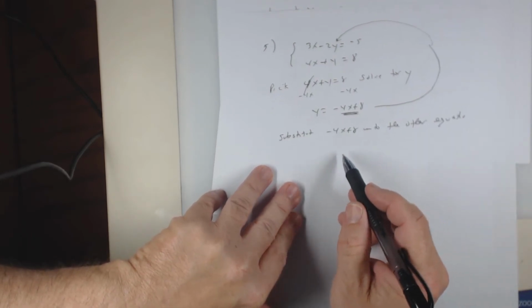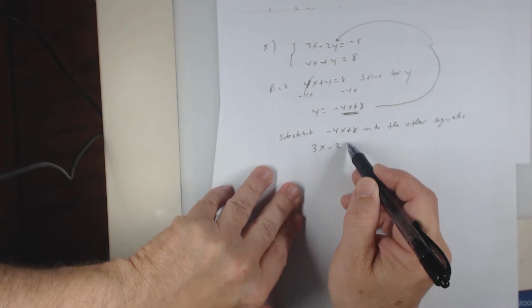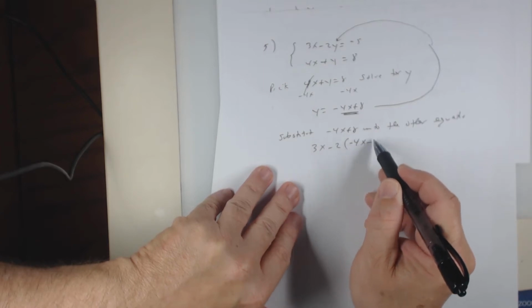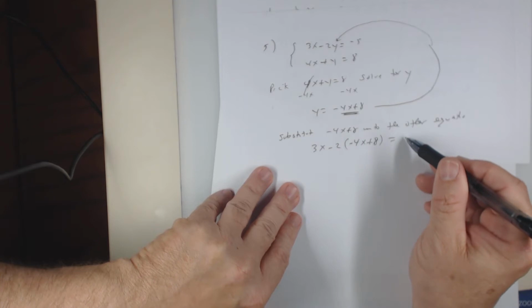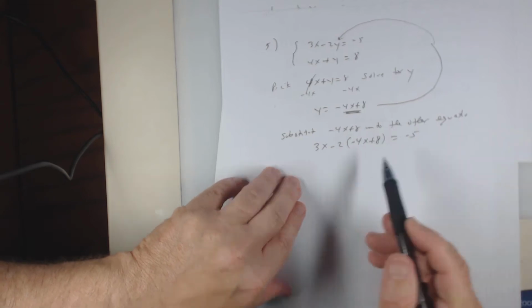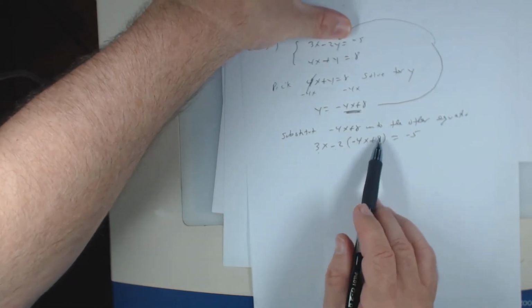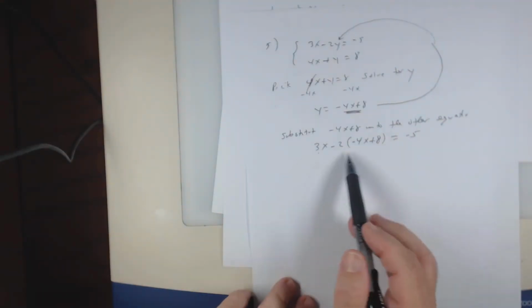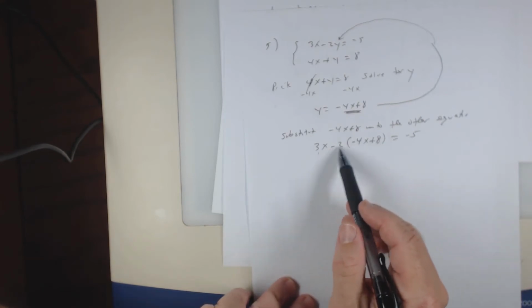All right. So we get 3x minus 2 times y. Now remember, you have to put parentheses, so what's y? You remember that? Put parentheses. Okay. And that's going to equal what number? -5. So notice 3x minus 2y, and this is my y, equals -5. So now I'll just have an equation with just one variable, x.